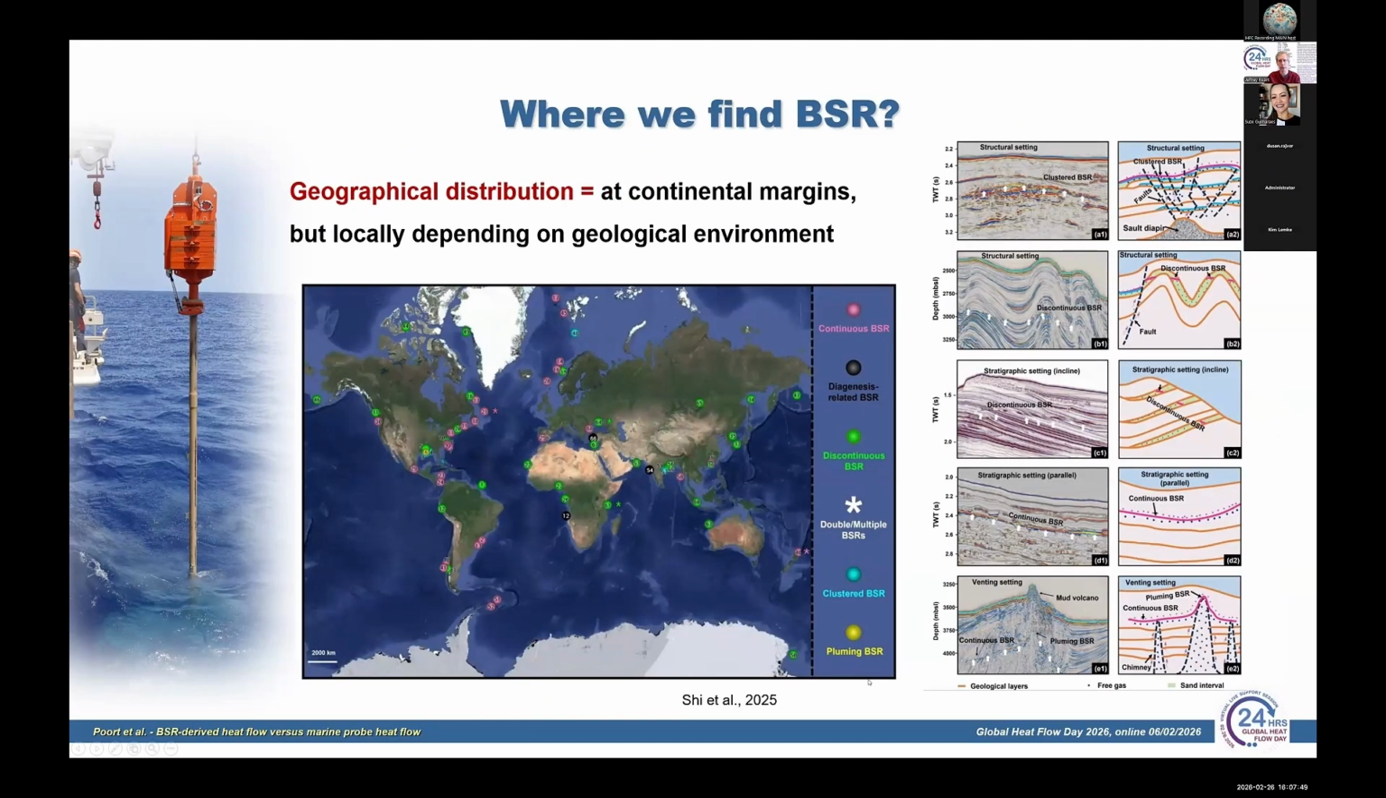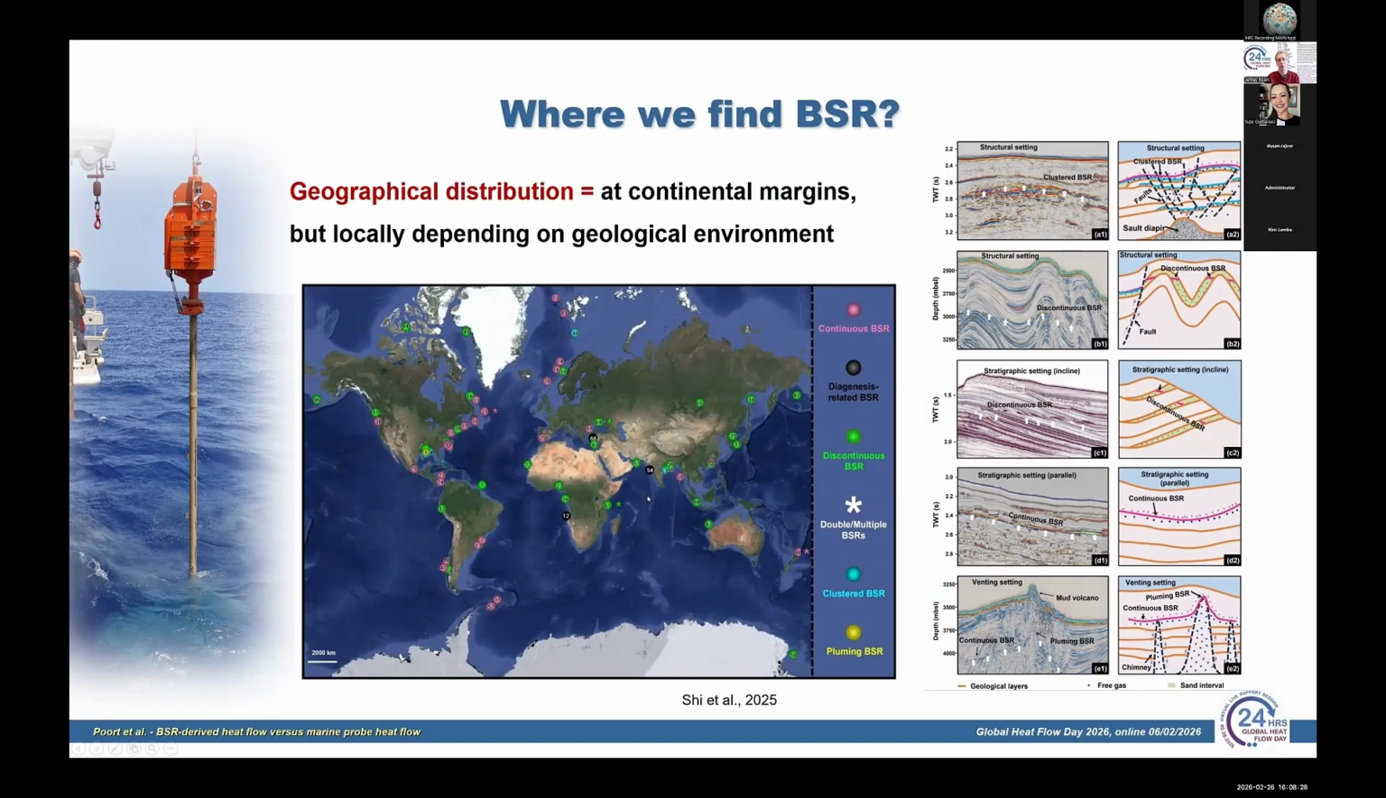Okay, where do we find these BSRs? You can see on this map from a review publication of Xi last year that they are quite widespread, mostly on the continental margins and marginal seas, but also, as I told you already, in Lake Baikal. So why are they limited to the margins? Well, you need enough organic matter to produce enough methane gas. So that's probably why they are mostly limited to margins and not to the very deep sea, offshore deep parts.